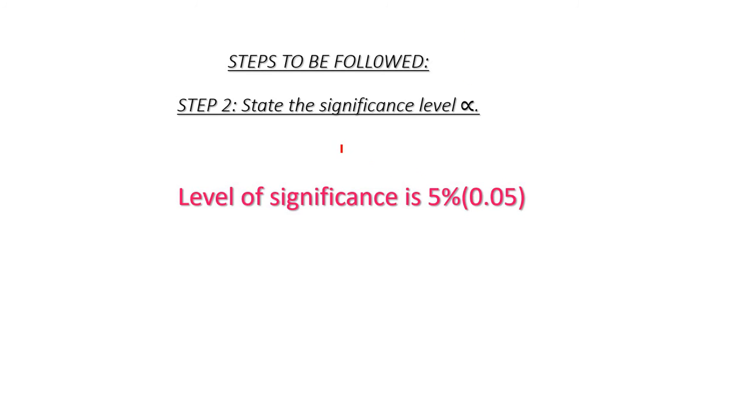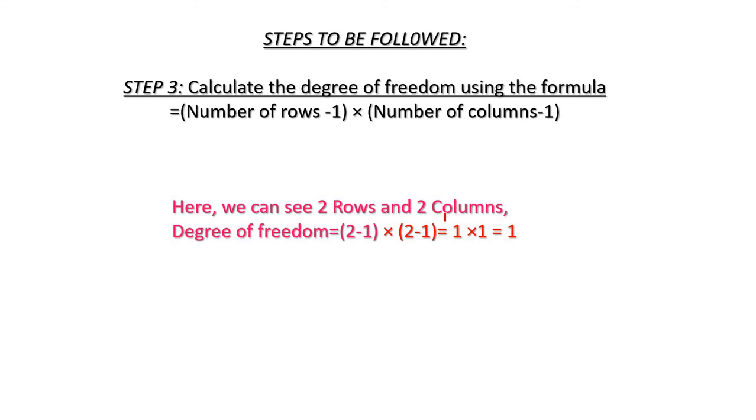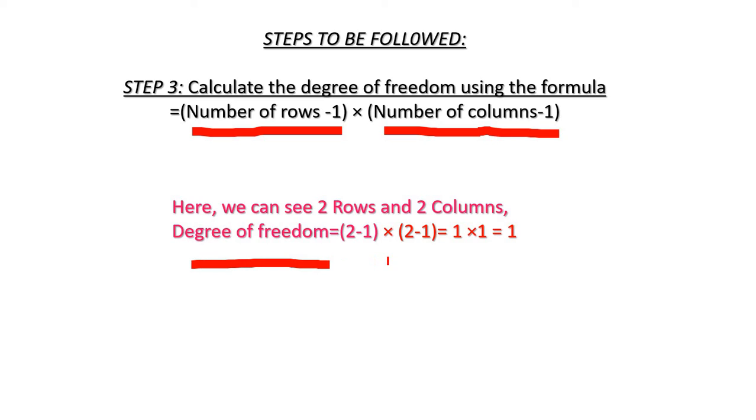The second step says state the significance level. Level of significance here is 5%. It's given to us in the question. Third step is to calculate the degree of freedom using the formula number of rows minus 1 multiply number of columns minus 1. We have already seen that our data has 2 rows and 2 columns. Hence degree of freedom will be 2 minus 1 multiply 2 minus 1. So 1 times 1, which is 1.